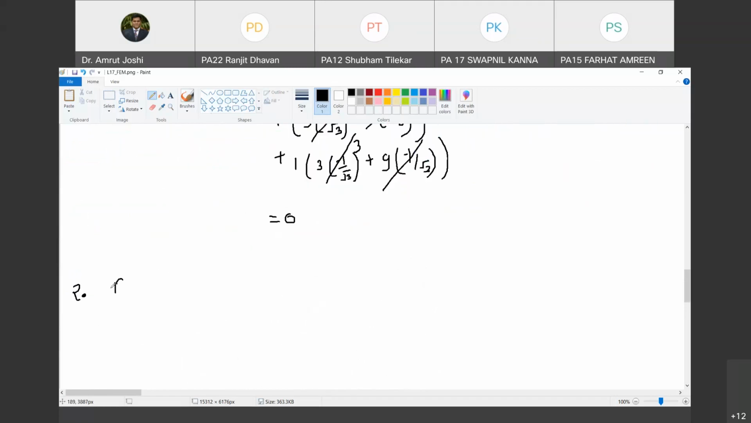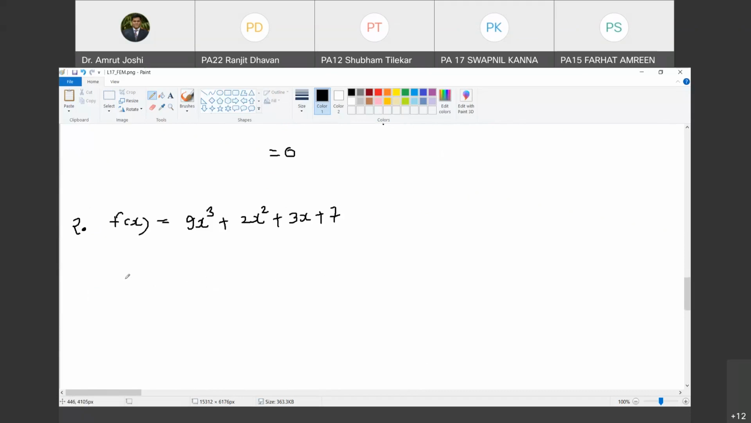Second, now let us take another polynomial. So f of x, let me say it is 9x cube plus 2x square plus 3x plus 7. Happy? What is the integration of f of x dx from -1 to 1? It is going to be 9x raised to 4 by 4 plus 2x cube by 3 plus 3x square by 2 plus 7x.